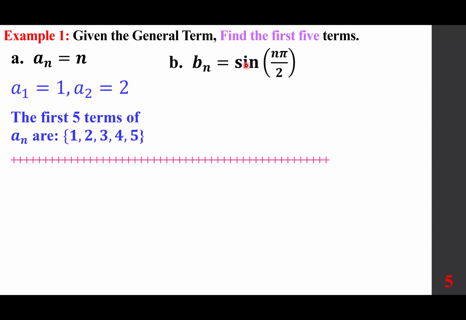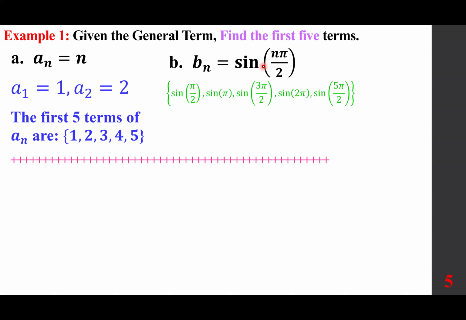We do the same thing here. b sub n is sine of n pi over 2. So sine of 1 pi over 2, that means pi over 2. 2 pi over 2, that means pi. 3 pi over 2, 4 pi over 2, that means 2 pi. And 5 pi over 2. So sine of those trigonometric functional values. So what are they equal to?